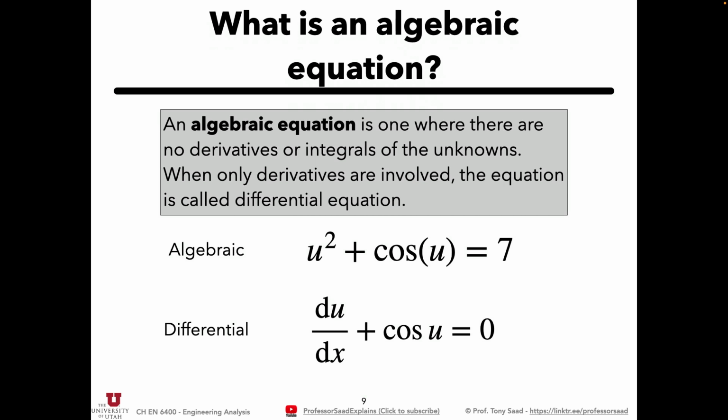So here's an example. This is an algebraic equation. Here, the assumed unknown, or the quantity of interest, is u. That's u squared plus cosine u equals 7. That's an algebraic equation. There are no derivatives in it. There are no integrals in it. This, for example, is a differential equation. It's a first order ordinary differential equation. We will learn a little bit later how to solve those numerically. But this is not an algebraic equation. Okay, you have to use other solution techniques.